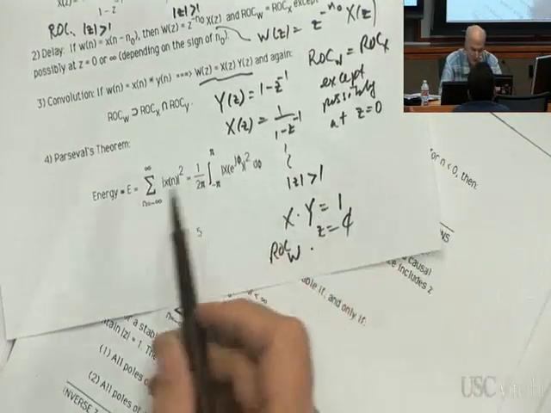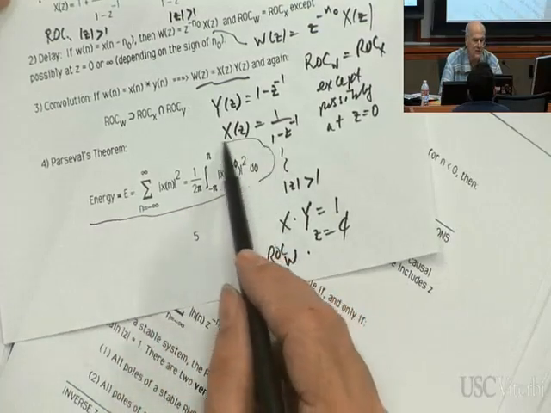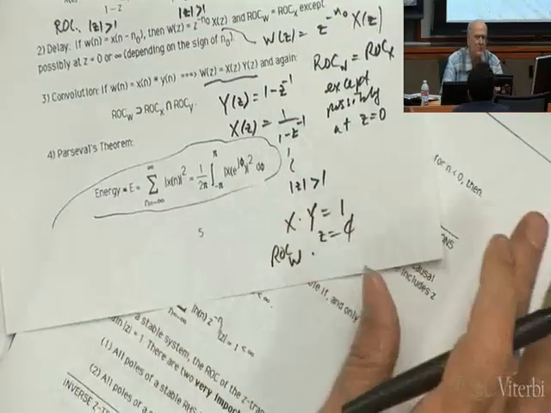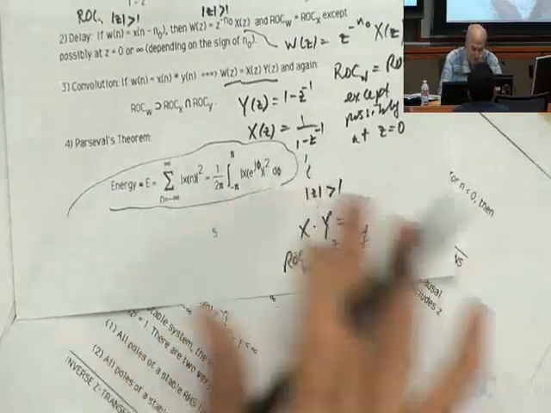So these are just properties. Like we had with the DTFT, Parseval's relationship, you have a similar relationship. In fact, it turns out you have the same relationship with the z transform.